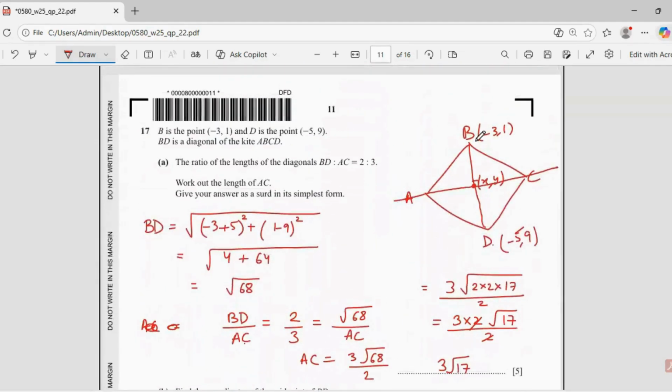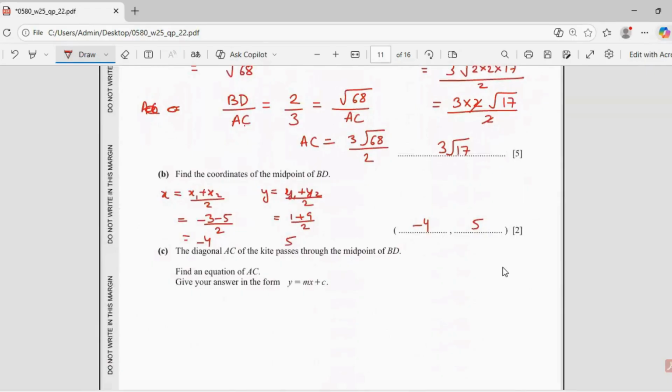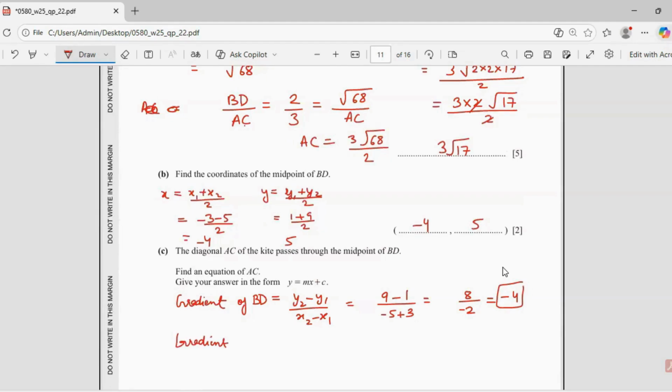We have the points of BD. So let's find the slope of BD. Gradient or slope of BD is equal to y2 minus y1 upon x2 minus x1, which is equal to 9 minus 1 upon minus 5 minus of minus 3, which is plus 3. This is 8 upon minus 2, which is minus 4. Since the gradient of BD is minus 4, gradient of AC is equal to the negative reciprocal, which is 1 upon 4.